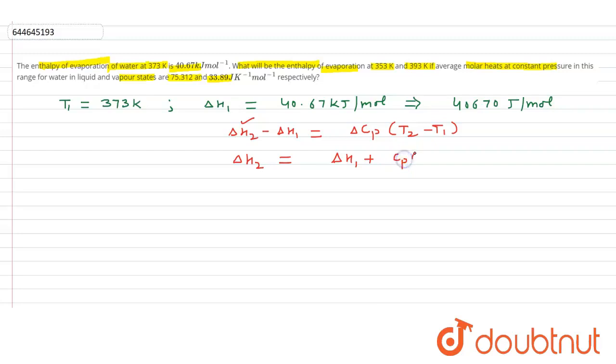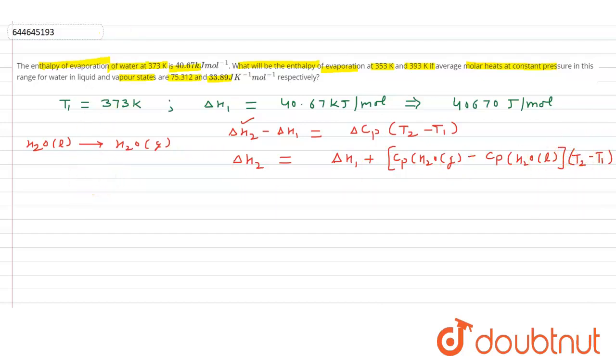So this Cp is for water liquid converting into gas, because here water is in the liquid state and it is converting into the vapor state, that is the gaseous state. So the change will be gaseous minus liquid, because gas has the higher heat capacity value. To find the change, we do final minus initial. So this will be Cp of H2O gas minus Cp of H2O liquid, and here we have the temperature range, T2 minus T1.